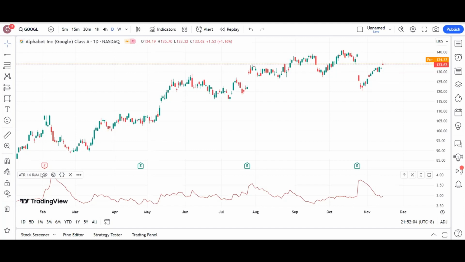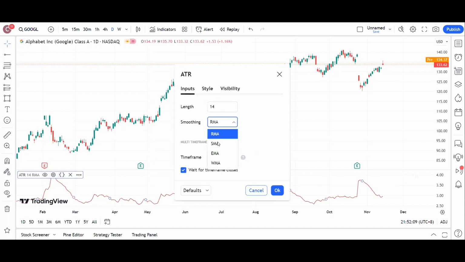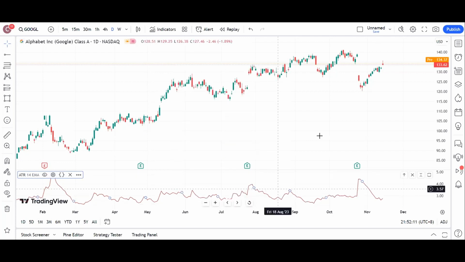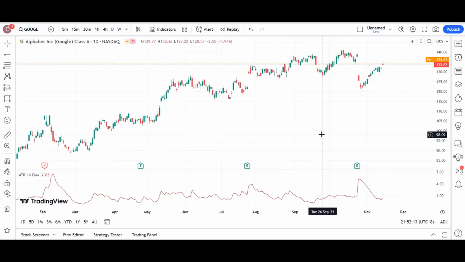You open your ATR and you see this 14 RMA. You can leave the 14, but for this RMA smoothing, change it to EMA. It's a slight difference, but it gives you more recent data, more weightage on the recent data. So how do you use your ATR? You just put your mouse here and look at the ATR. The number will show on the left side.